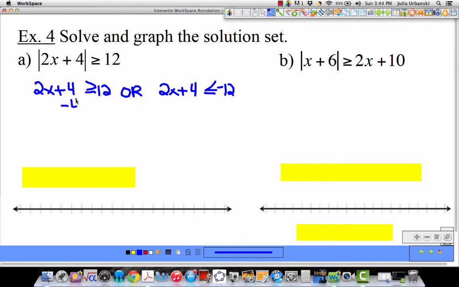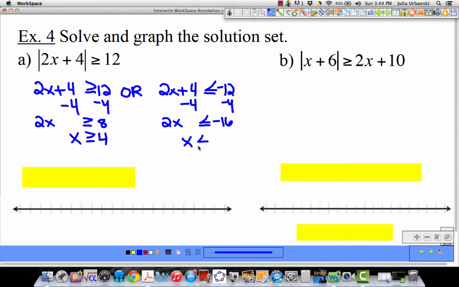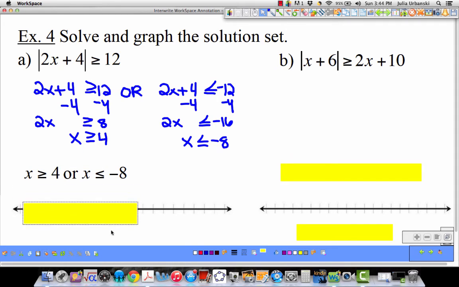So -4 on both sides of this one, we have 2x is greater than or equal to 8. Divide both sides by +2 means I don't have to change the sign. I just have x is greater than or equal to 4. Over here we subtract 4 from both sides. We have 2x is less than or equal to -16. We divide both sides by +2, so we don't have to flip any signs. And we get x is less than or equal to -8. So those are the two things we need to make on our graph.